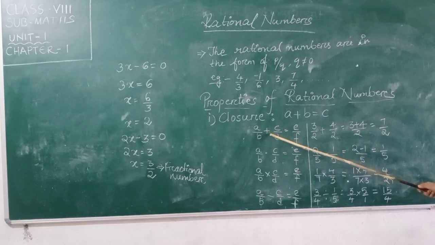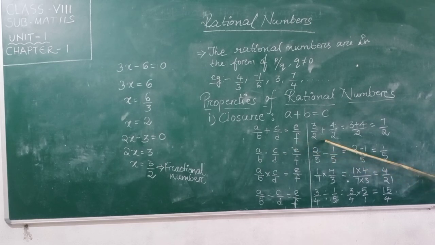Our first goal is based on addition. So a by b plus c by d equal to e by f. If we go through an example, I took here 3 by 2 plus 4 by 2. Here if we observe, the denominators are the same, so the numerators we can add directly. So 3 plus 4 by 2 equals 7 by 2. See, if we add two rational numbers, the answer is also a rational number. So the closure property holds for addition.